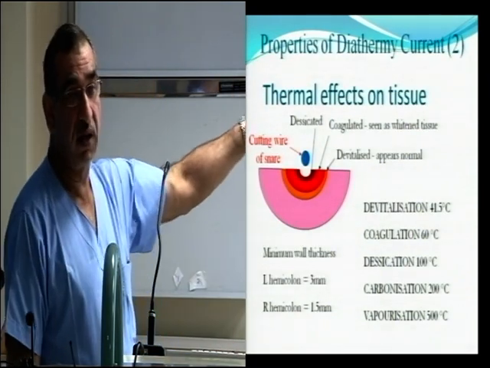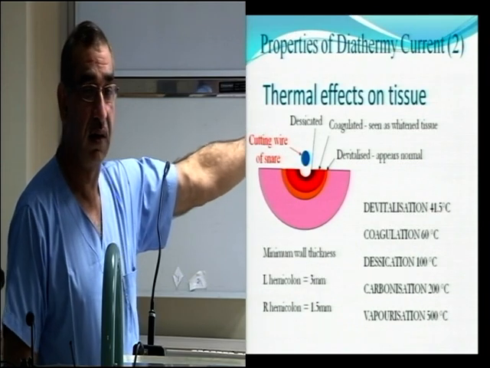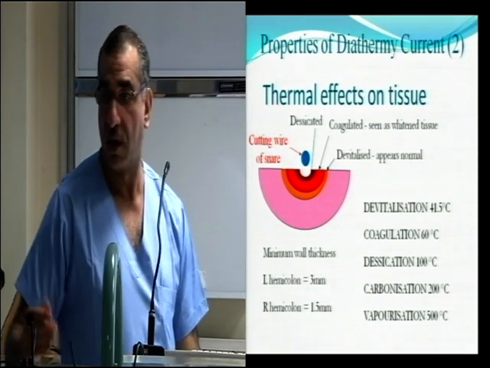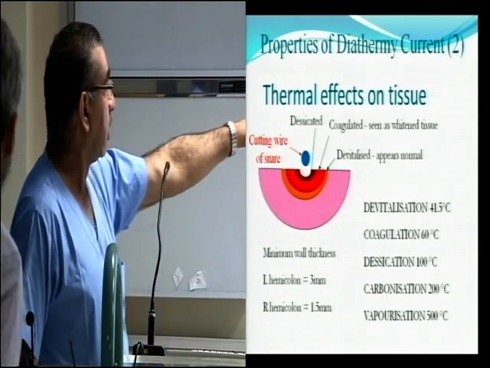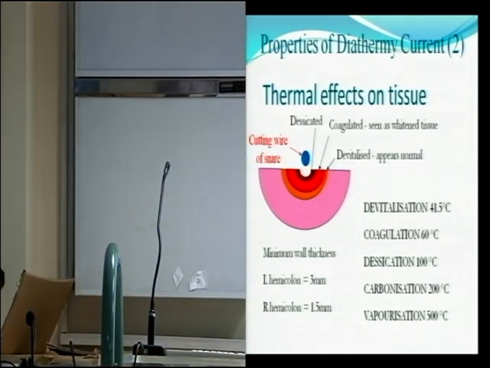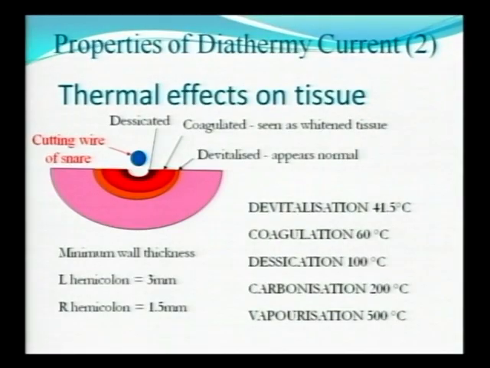Now this is a diagrammatic representation of what happens at the ground level. If you imagine that is your cutting wire, immediately in contact with the cutting wire, you get tissue which is totally dehydrated and it evaporates because of the intensity of the heat. That's a very high temperature, well beyond 500 degrees, about 1,000 to 2,000 degrees Celsius. So that causes complete vaporization.